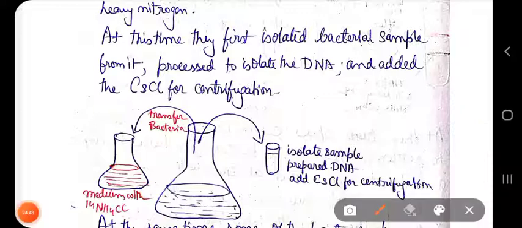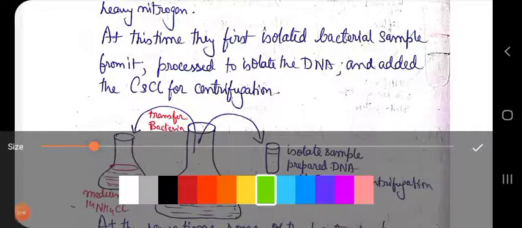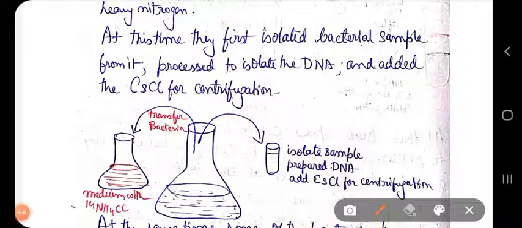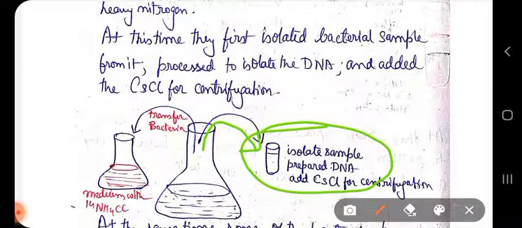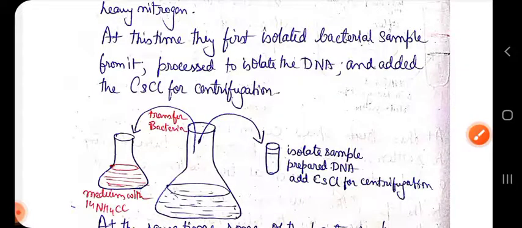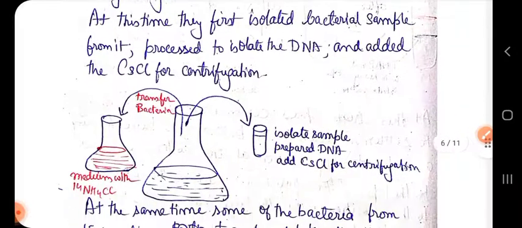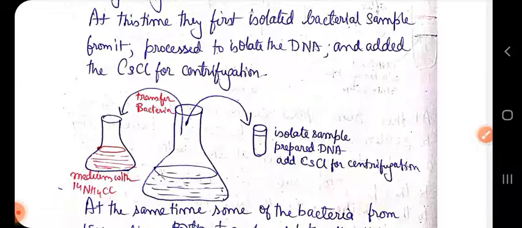You can see here that they have taken the sample, isolated the bacterial sample from the E. coli culture medium, which was labeled with N15, and they isolate the sample, prepare the DNA, and add cesium chloride for centrifugation. Okay, and they named this generation 0. You will see later on.